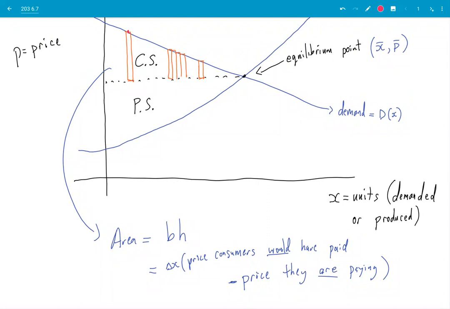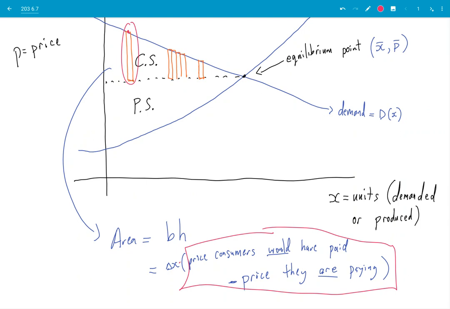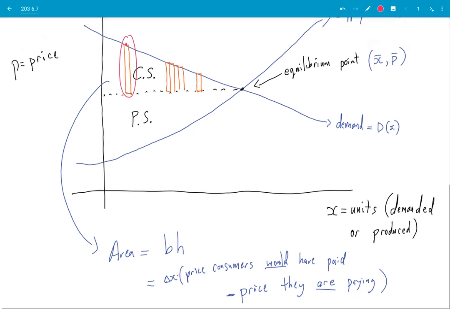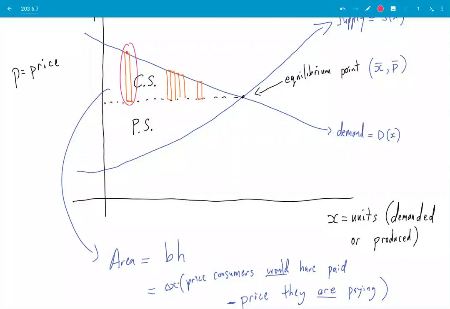And then you perform the multiplication, add up all the areas of all the rectangles, and you get an approximation for this area. But I just want you to see that it is a measurement of the benefit to consumers. Okay, it measures, in some sense, the difference between what they would have paid and what they are paying. Okay, so you didn't have to write that down, but that is the idea.